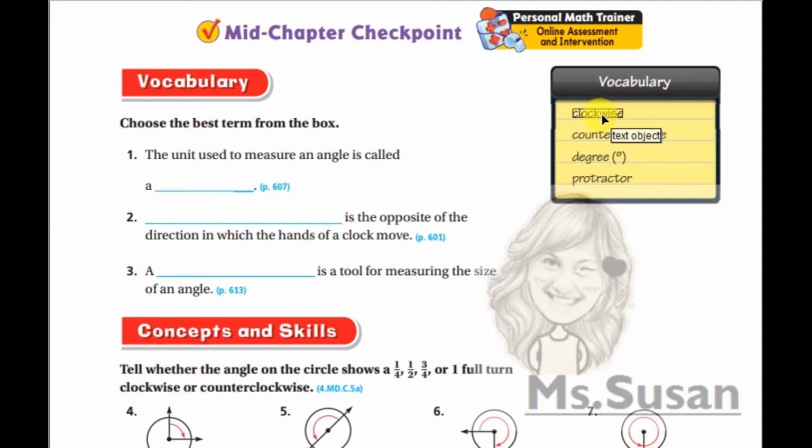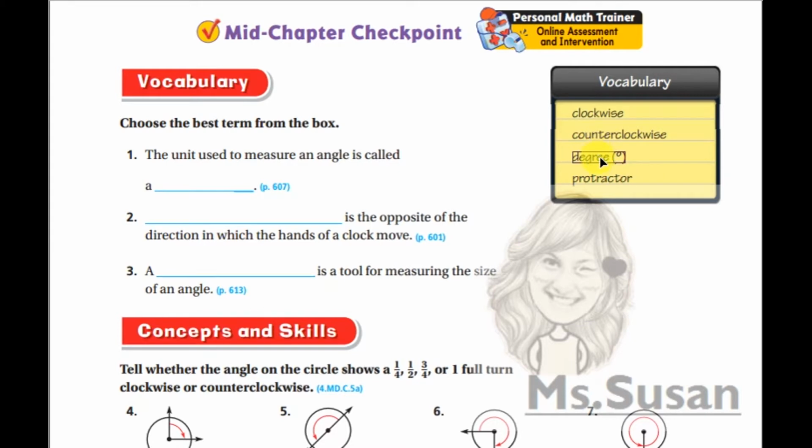First is clockwise, and clockwise means the direction in which the hands of the clock move. So this is clockwise. Counterclockwise: clockwise means the direction of the clock hands, so counter means the opposite of this direction. So this is the right direction of the clock, and this is the opposite direction of the clock.